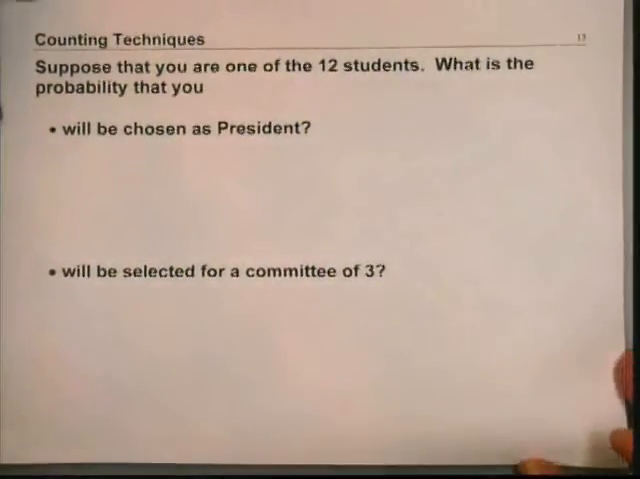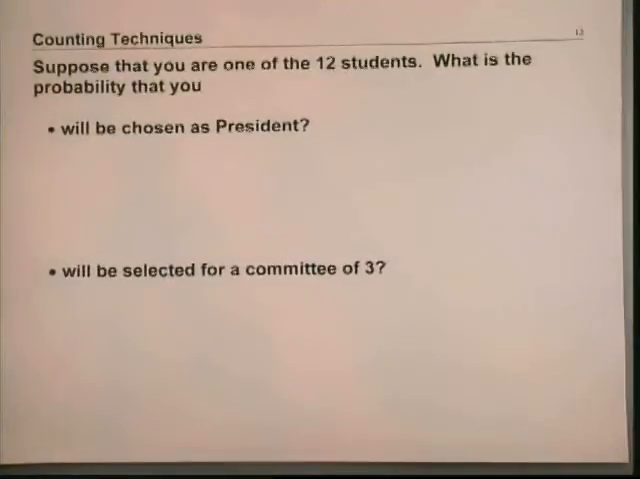Suppose you are one of the 12 students. What is the probability that you will be chosen as president? How many ways can you be president?